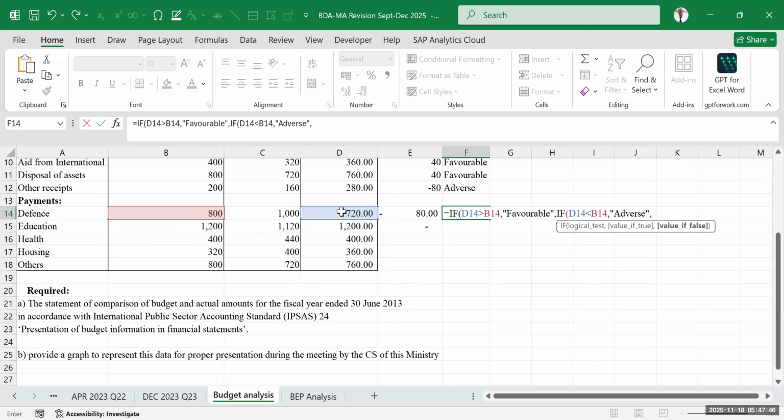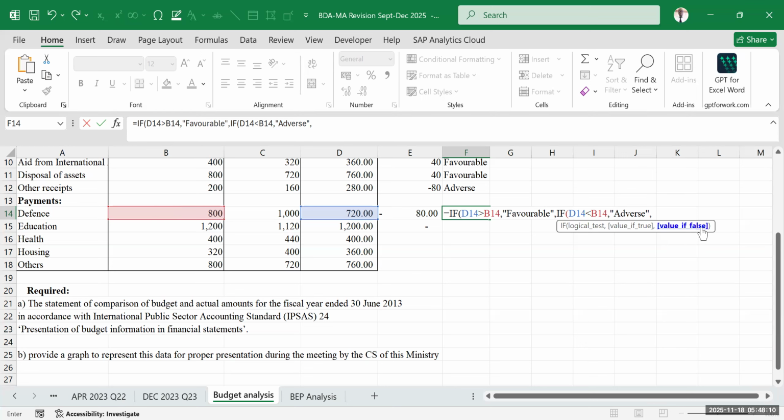But should there be a case where what we budget to spend on that vote head is exactly the same as what we've actually spent or what we will actually spend, then we have no variance, or no balance. It balances out. Now, that is what is used in this function called value if false.